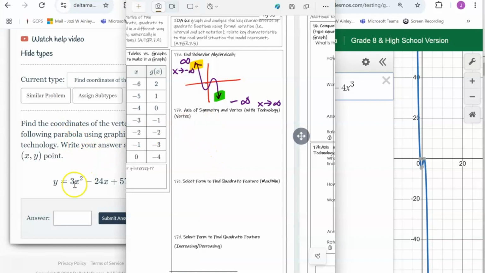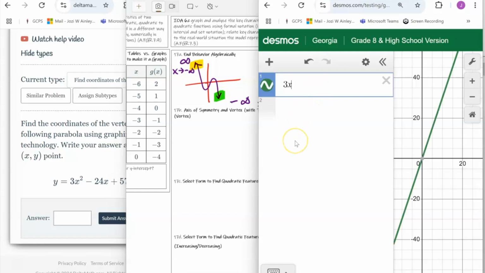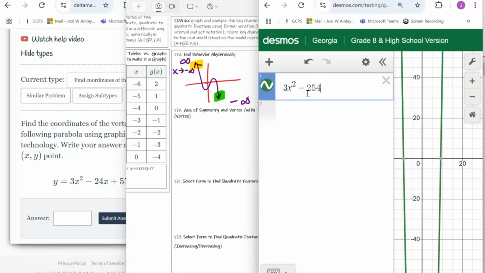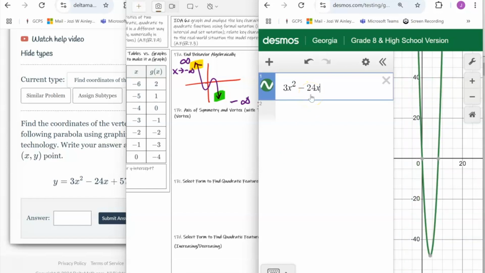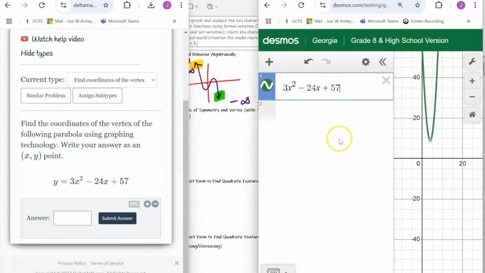Whatever they give you, if it's an equation, do what with it? Type it into Desmos so you can see a visual representation. If I'm trying to find the vertex, I know by definition what it is. I just need to see it, right? So go ahead and type in exactly what you see, and please make sure you're double checking to make sure that you're not typing in the wrong thing. All right, boom. Where's my vertex? That's what it's asking. It's right here, Miss Ainley. My vertex is 4, 9.